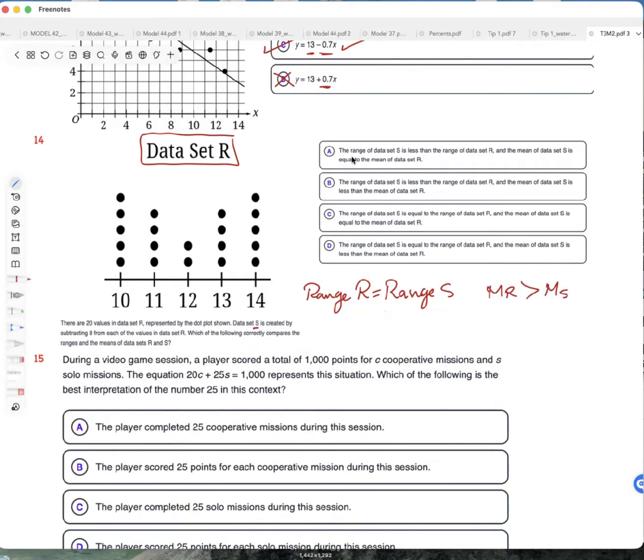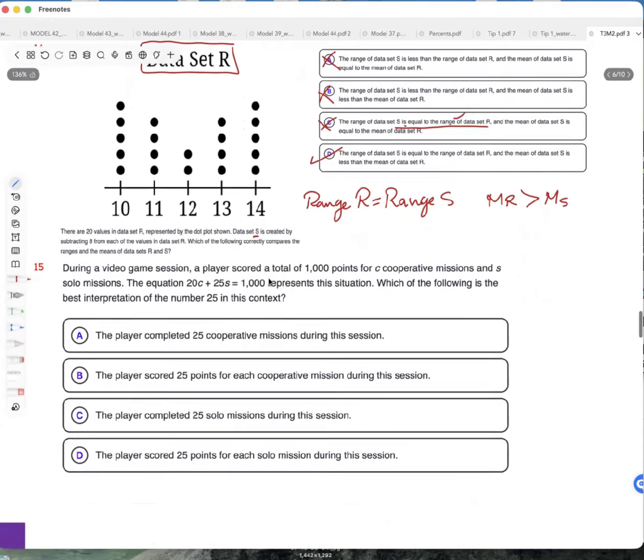We'll check which choice. Range is less than? No. Range is less than? No. The range of data set S equals the range of R. Yes, correct. And the mean of S is equal? No, it's not equal. So the last one: the range equals the range, and the mean of data set S is less than the mean of data set R, which is correct. So the answer is D. Okay, let's move to 15.